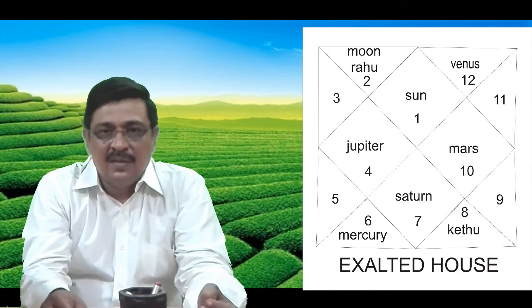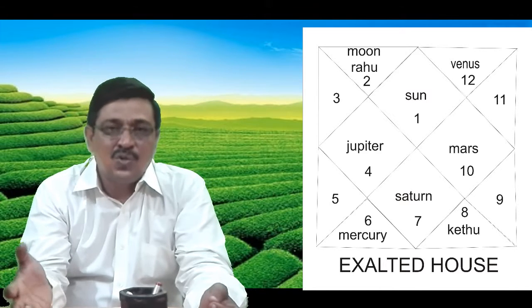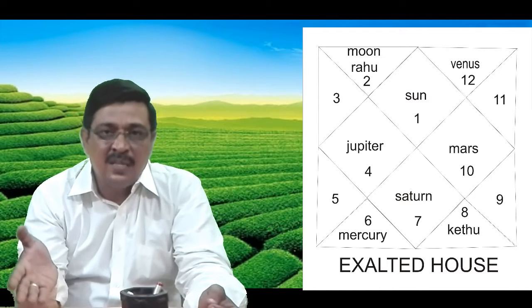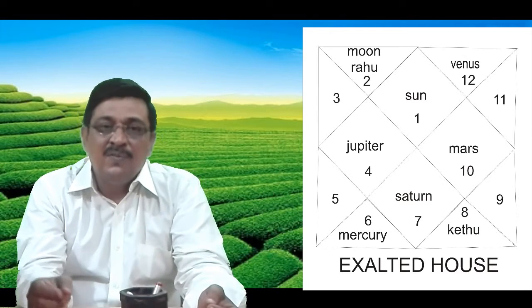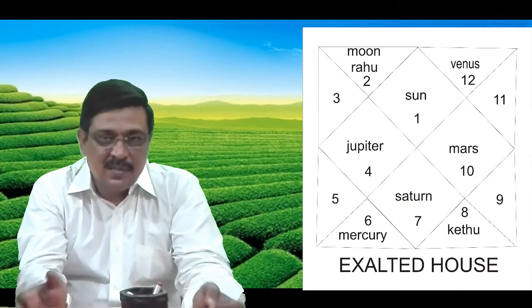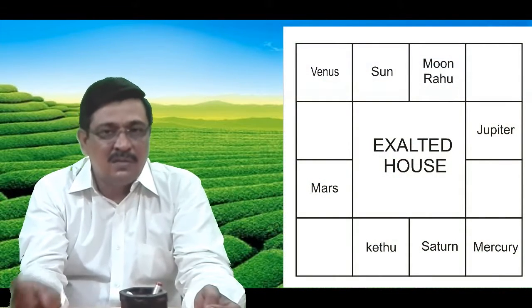In that way, there are 9 planets we have seen, so one by one we will see where each planet gets exalted. First, as the foremost one, we will take the Sun. The Sun's ruled house is Leo.